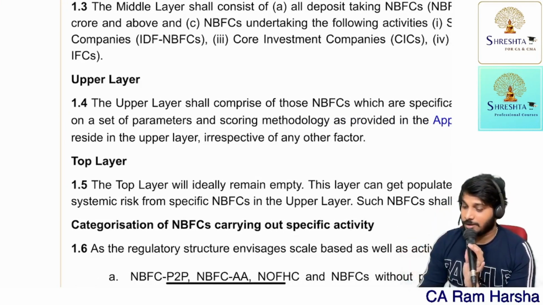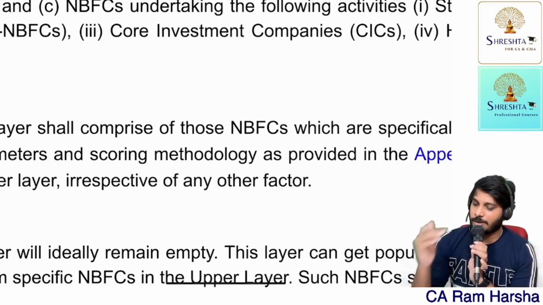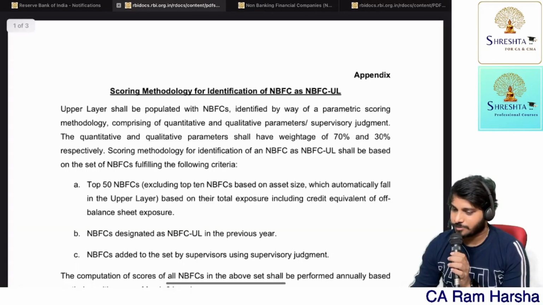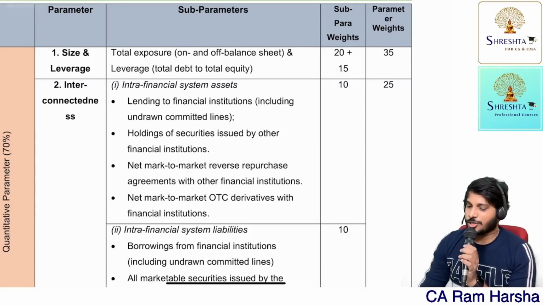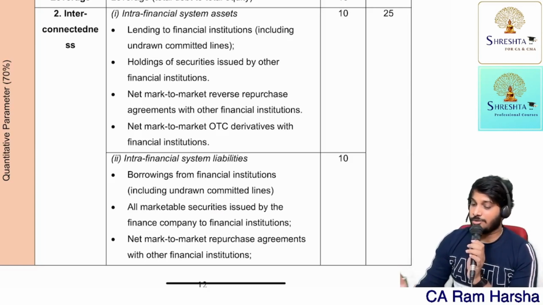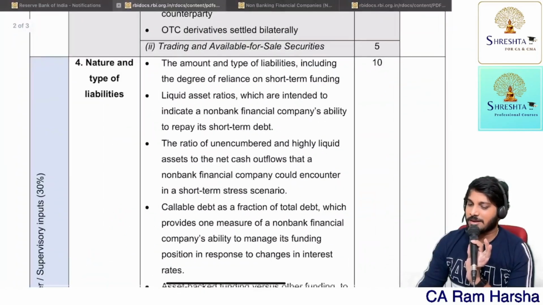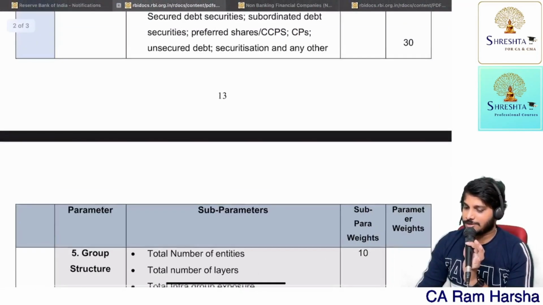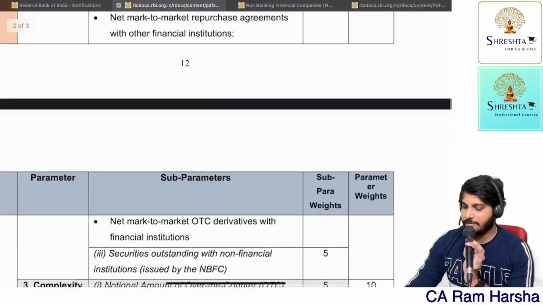Remaining NBFCs, will they fall under the upper layer? Will they fall under the middle layer? They have given certain parameters, some methodology to identify whether it is upper layer or not. We'll see the appendix. You see here, size and leverage, total exposure, on and off the balance sheet items. For that, what is the weight given? Parameter weight. Okay. Intra-financial system: lending to financial institutions, holding of securities issued by financial institutions, net mark-to-market reverse repurchase agreements with other institutions. So many criteria they have given. So total weight is 100. Probably in the above they might have given the breakup.